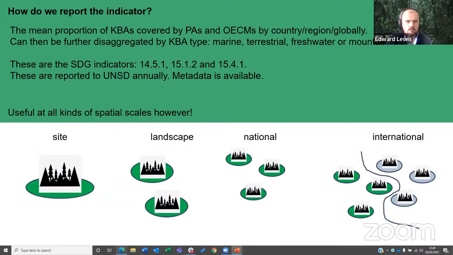So how do we report it? Well, the mean proportion of key biodiversity areas covered by protected areas and OECMs is what we report. And we do this by country. We do it by region, SDG region, amongst others, and also globally as a single global number. And as I mentioned before, you can further disaggregate this by key biodiversity areas which are marine or terrestrial, freshwater, or even mountain. And these are the SDG indicators.